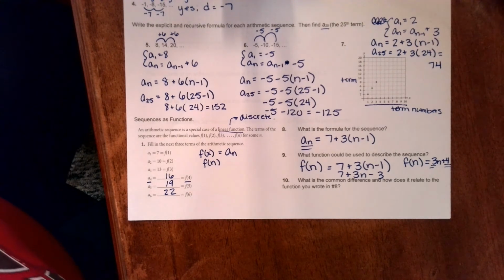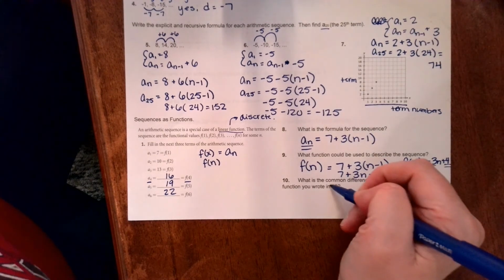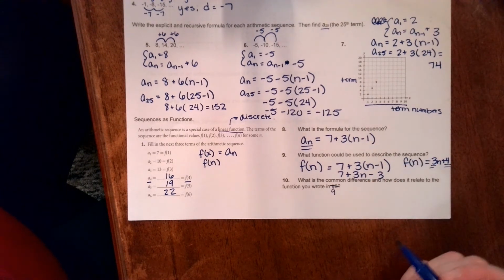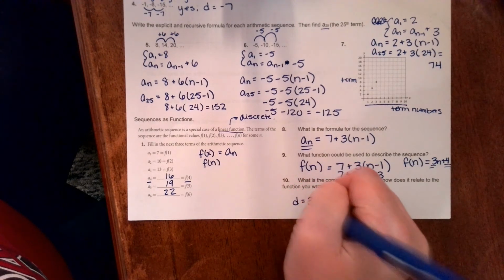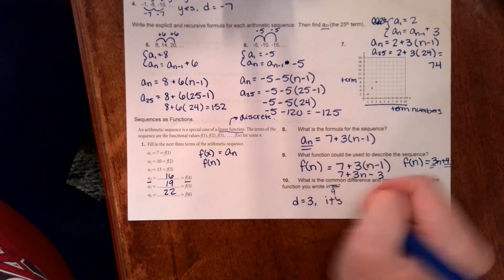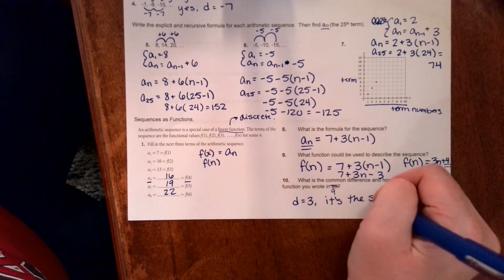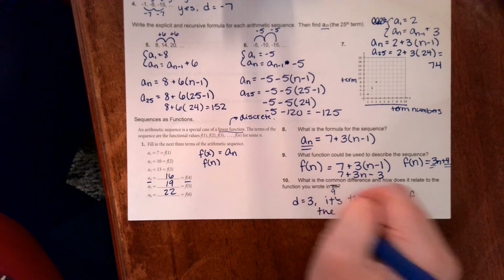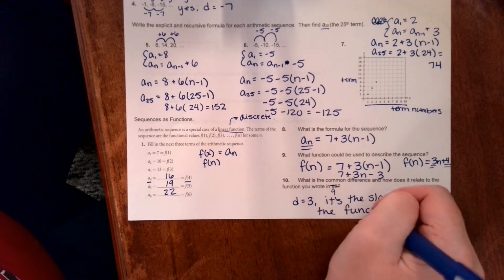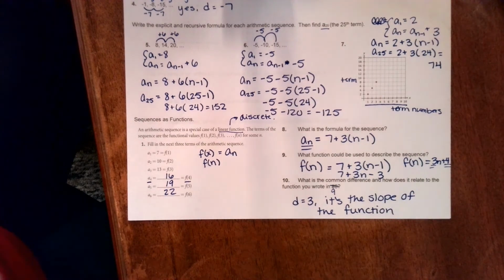So number 10, what is the common difference, and how does it relate to the function you wrote in number 8? Actually, I think that should be number 9. We wrote our function in 9. So the common difference is 3, but it's also the slope of the function. Alright, so your common difference and the slope are the same thing.